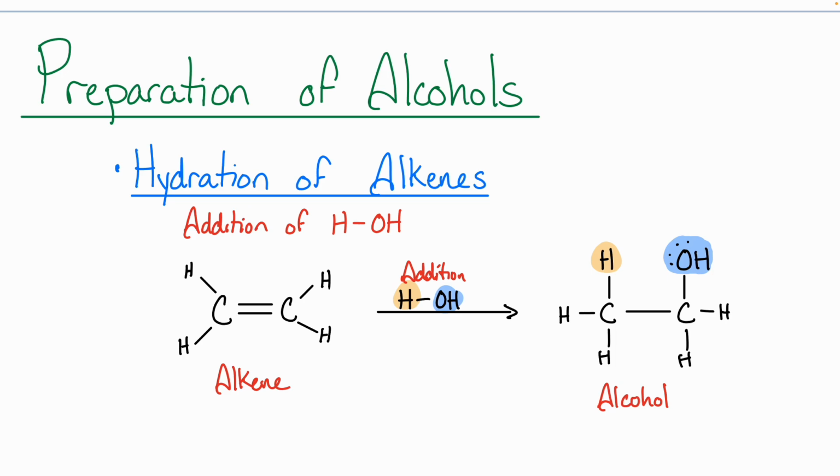So remember, what we're going to do is talk about reactions for the preparation of alcohols. Where we're going to start is with these hydration of alkene reactions. Alkenes undergo addition reactions. Hydration is when you're adding water to that alkene. Really what you're doing is adding a hydrogen from water to one side and the OH from water to the other side, thus creating your alcohol product.